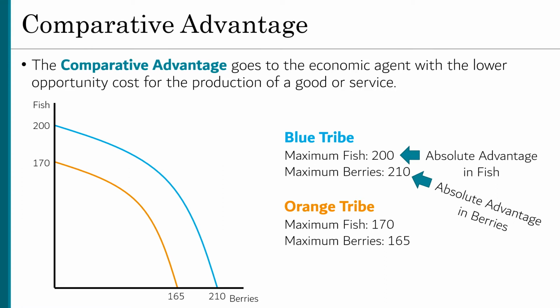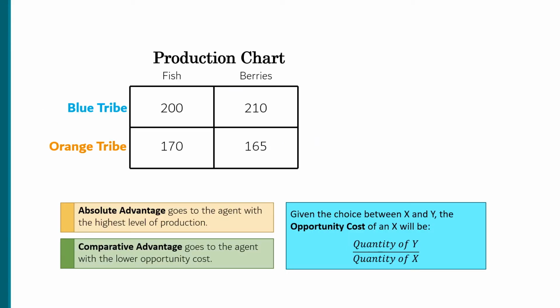In the previous video, we noted that Blue Tribe has an absolute advantage in the production of both fish and berries. So why would they ever want to trade with Orange Tribe? The trade will only happen if it is mutually beneficial, and it will only be beneficial to Blue Tribe if it somehow lets them push beyond their PPF to something unattainable on their own. The key to comparative advantage is the opportunity cost of producing something.